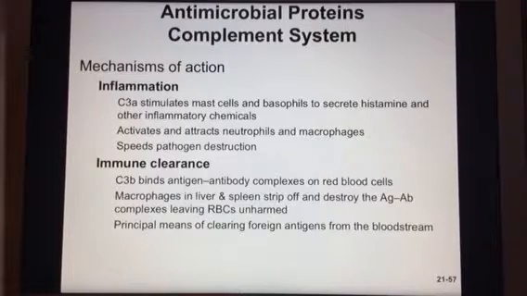Another mechanism is immune clearance, where the C3b binds to the antigen-antibody complexes on red blood cells, which we already talked about in the previous chapters. And so macrophages in the liver and spleen destroy those complexes, and so after that has occurred, then those red blood cells are unharmed. So it basically clears away those foreign antigens from the bloodstream.